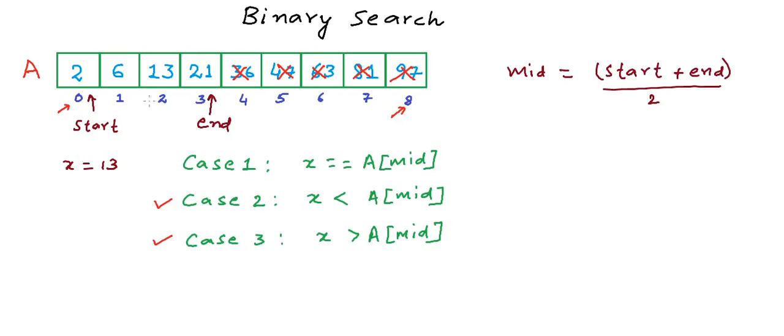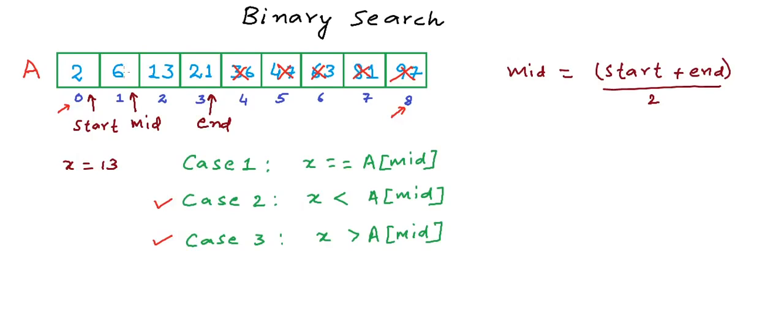Now we again find out the middle element in this reduced search space. So here the middle element will be (3 plus 0) by 2. If we take only the integral part, (3 plus 0) by 2 would be 1.5, and if we take the integral part, the middle element would be index 1. Once again, is it equal to x? No, 6 is not equal to 13. Is x less than the middle element? Is it case 2? No, it is not. x is greater than the middle element.